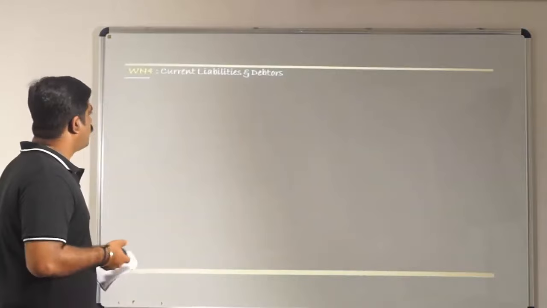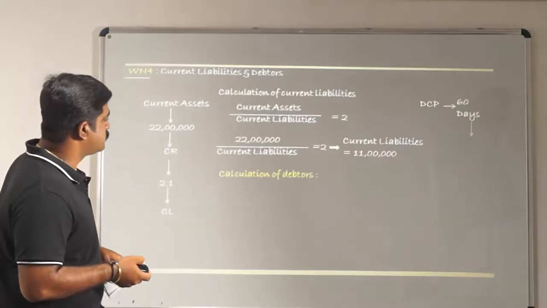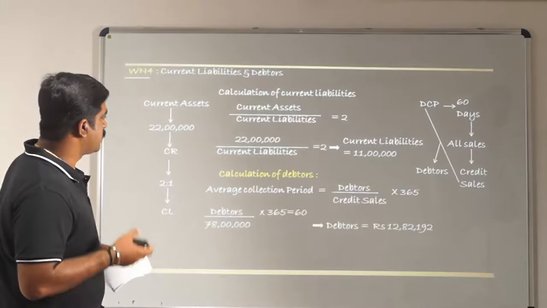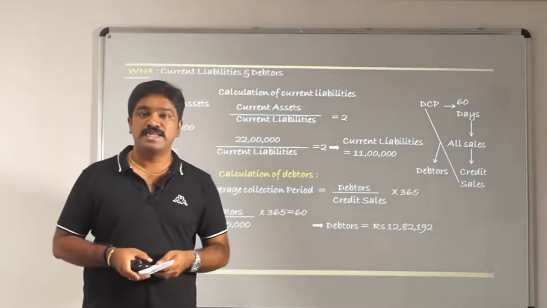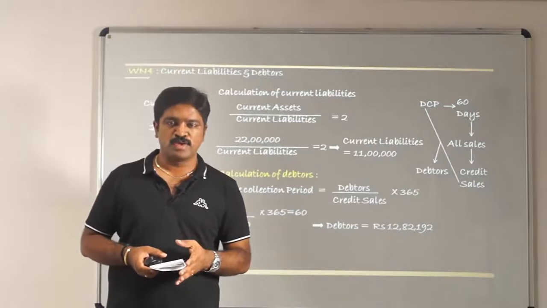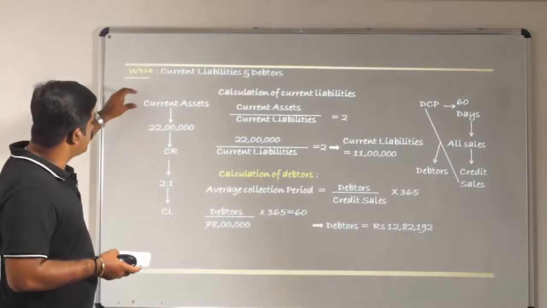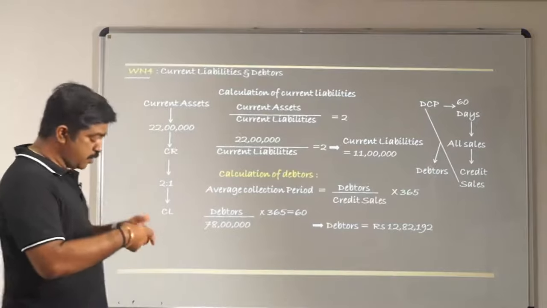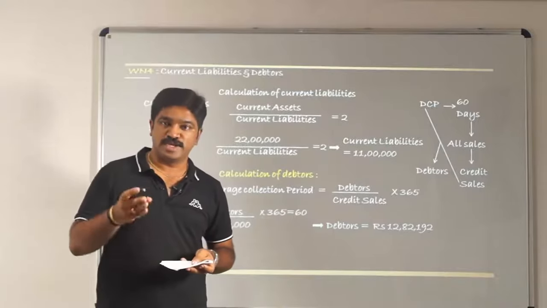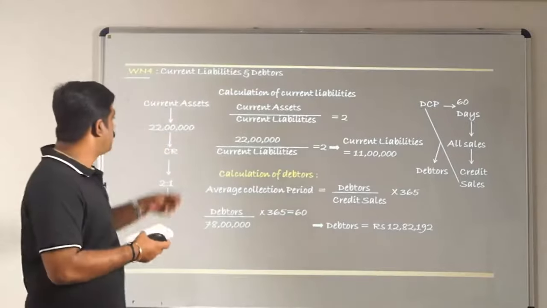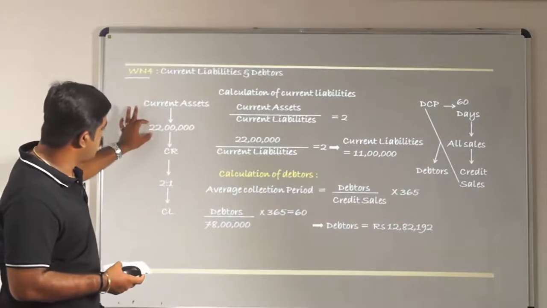Working note 4, let us find out the current liabilities and debtors. Now, how can we find out the current liabilities? For that, the linkage is with current ratio and current assets. Now, if you recollect, we have derived the current assets, right? Because of the information in the question, fixed assets to current assets, the ratio 13:11, we were able to derive our current asset. Our current asset was 22 lakhs.